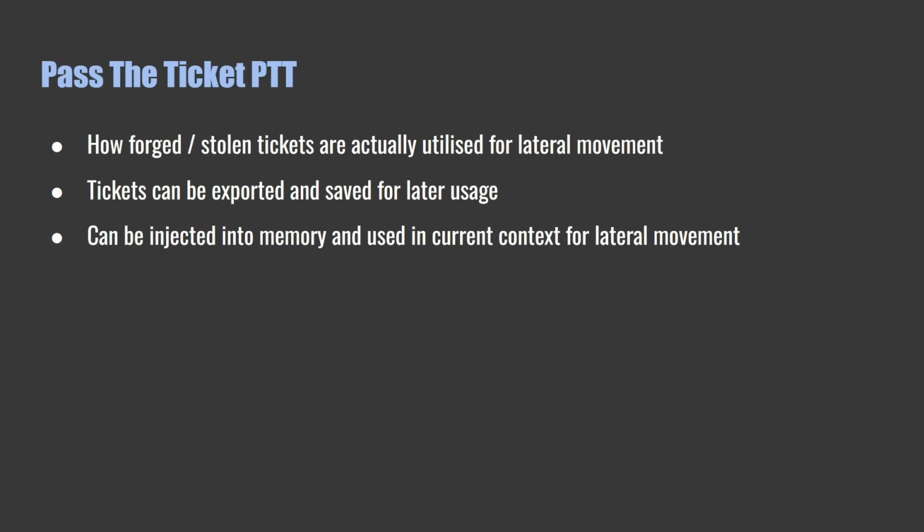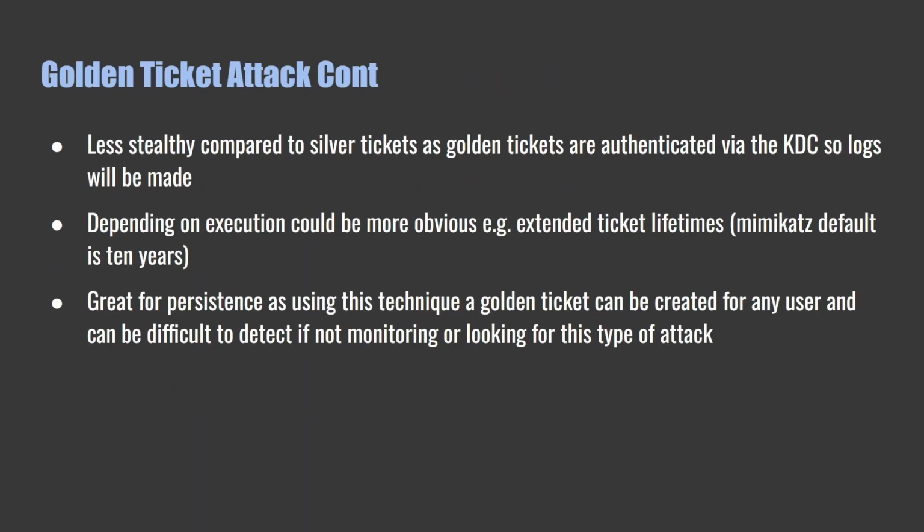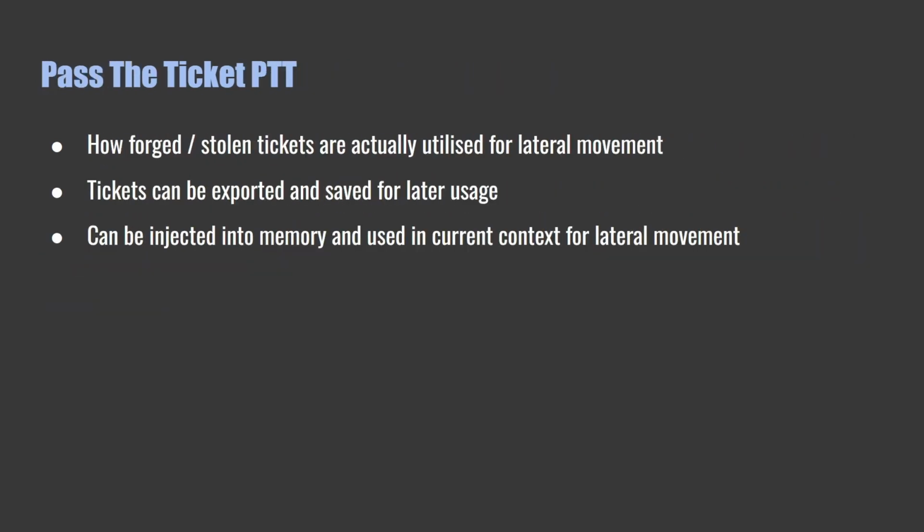Or it can also be injected directly into memory, using the current context for lateral movement. As we saw as part of Mimikatz, the /ptt will immediately inject this into the context of wherever you're running, and you'll be able to access resources as that user. The same goes for Rubeus and other tools that perform this type of attack. We'll use Rubeus as an example. You can also always export these tickets and save them for later usage as well.